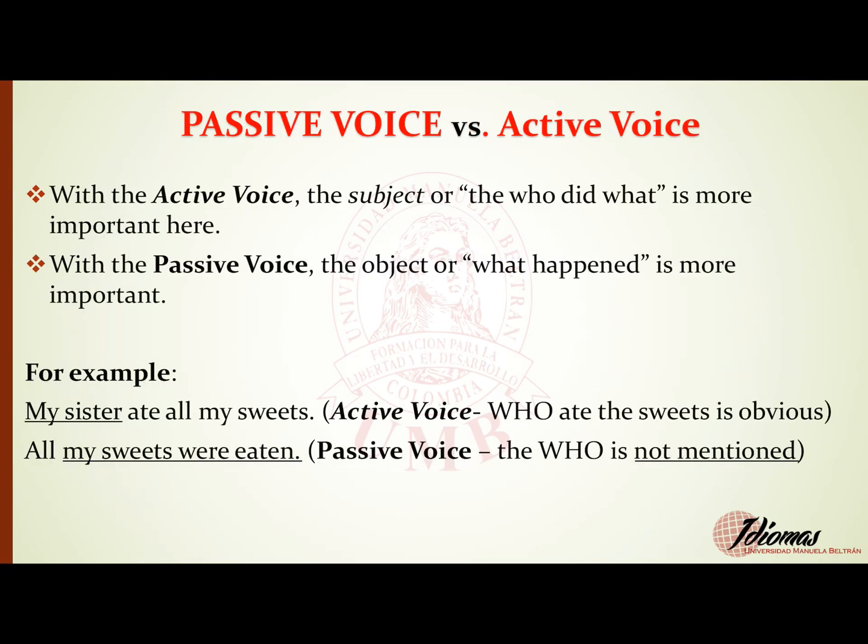Okay, let's look at another example here. My sister ate all my sweets. This is active voice. Why is it active? It is active because we actually know who is responsible for eating the sweets. This one is not objective. It is objective when the focus is placed more on what happened. For example, all my sweets were eaten. This is passive because the focus is placed on the sweets and not my sister.